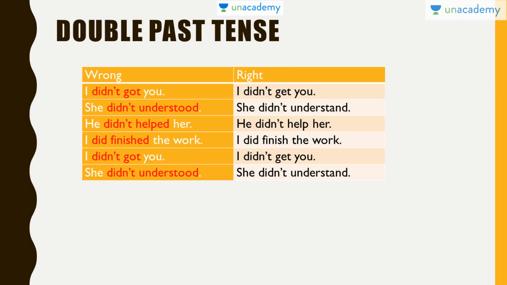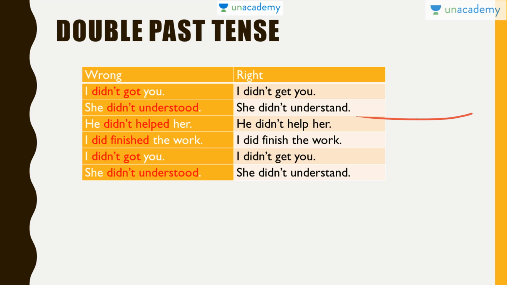Okay, double past tense. Now this is also a very common one. People use didn't and then got together. I didn't got you is incorrect. I didn't get you. So whenever you see words like didn't or did in a sentence or a question, you will not use a past tense of the verb after it. So I didn't get you. She didn't understood is incorrect. She didn't understand. He didn't help her, again incorrect. It's double past tense. He didn't help her.